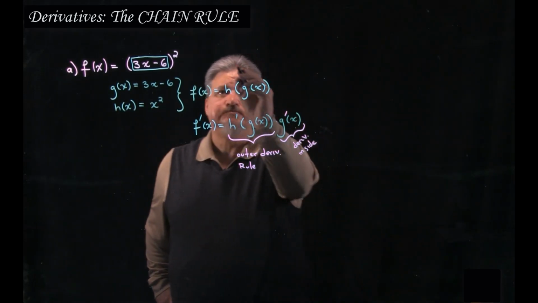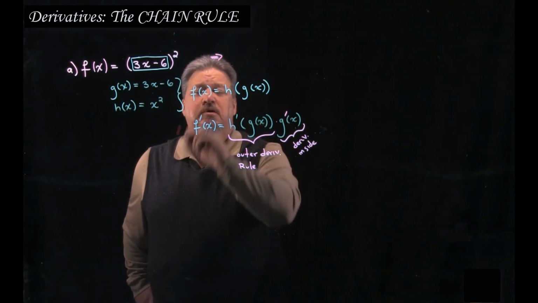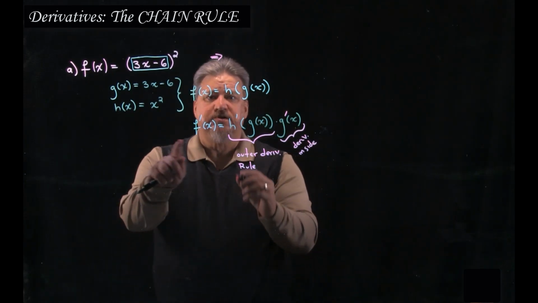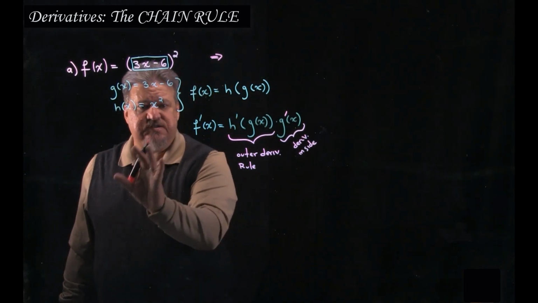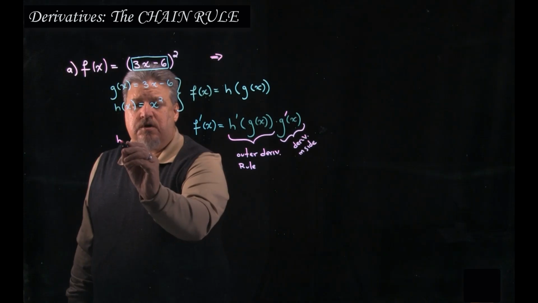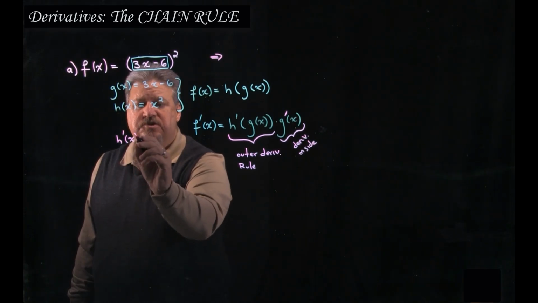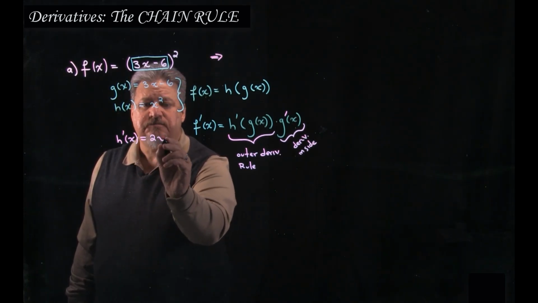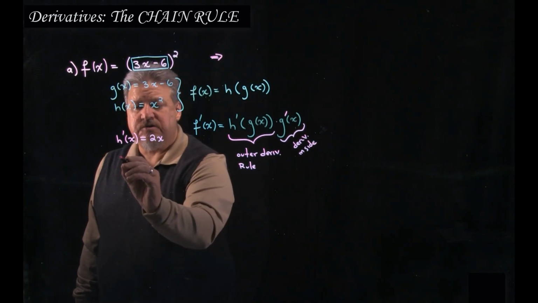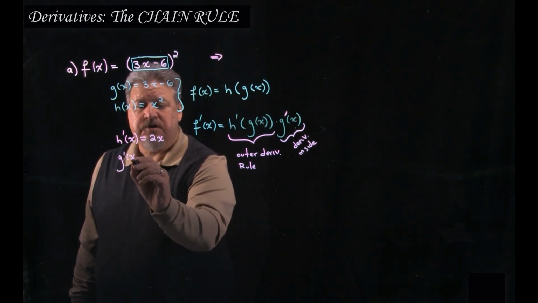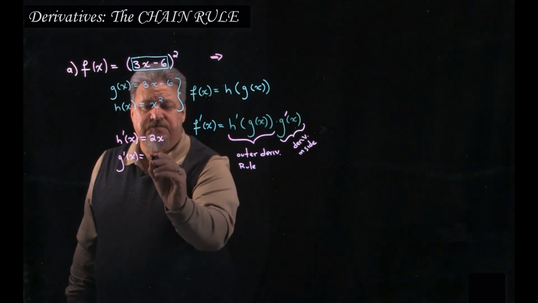So let's see. So let me do these again. This is what I said we wouldn't do. So I'm going to illustrate it this one time. So what is h prime? We're going to do all these on the side. The derivative of x squared is 2x. That's easy. The derivative of 3x minus 6 is 3.